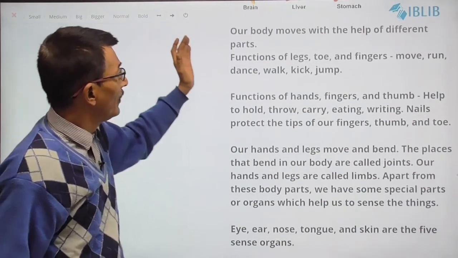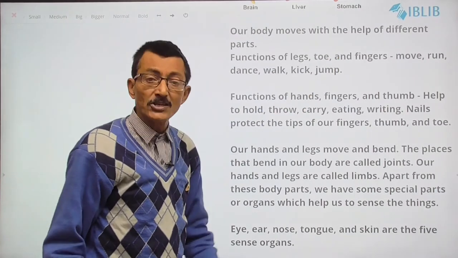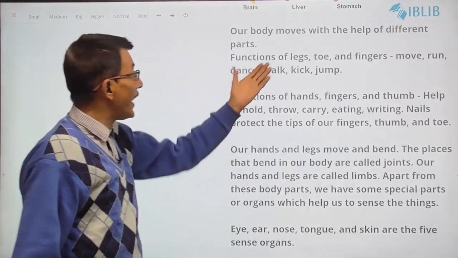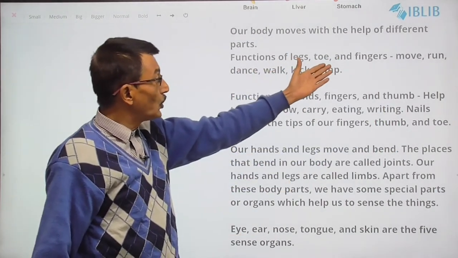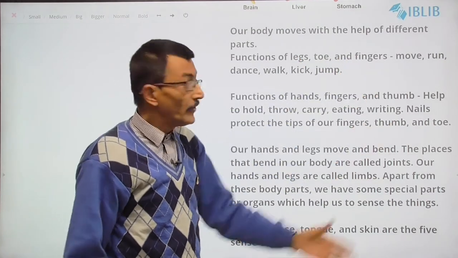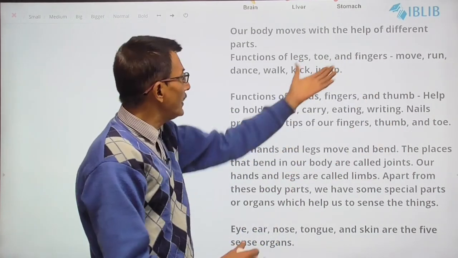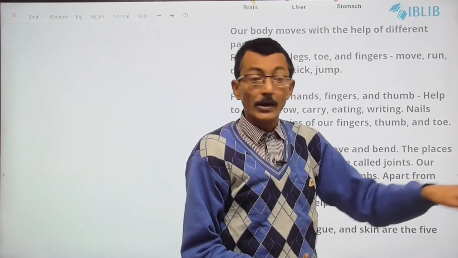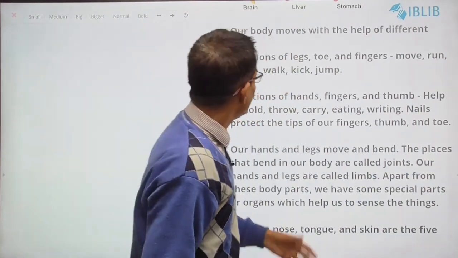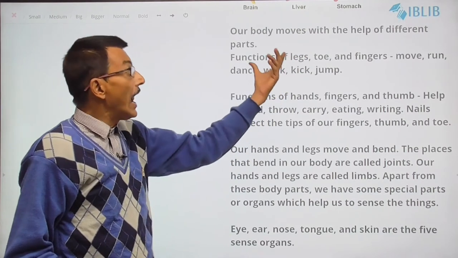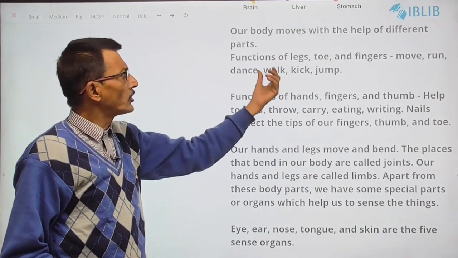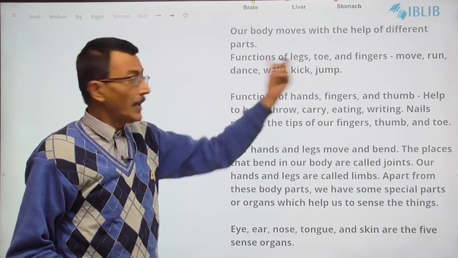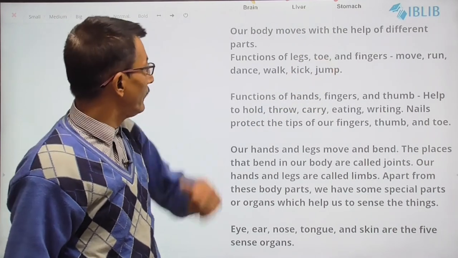Now, when we move from one place to another, we use our legs, our toes and fingers. Without our toes, fingers and legs, we can't even stand up. We can't walk, we can't run. It means that the leg helps us to dance, to walk, to kick, to jump, apart from moving and running.